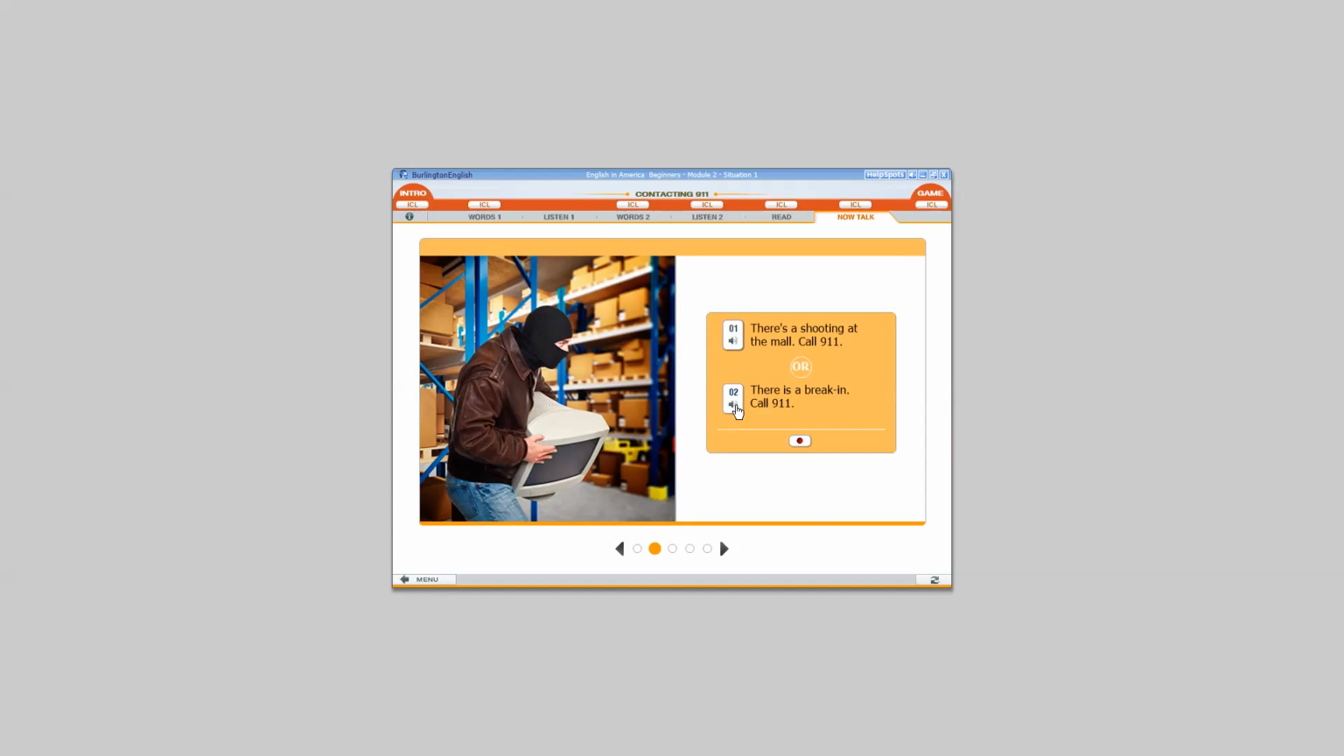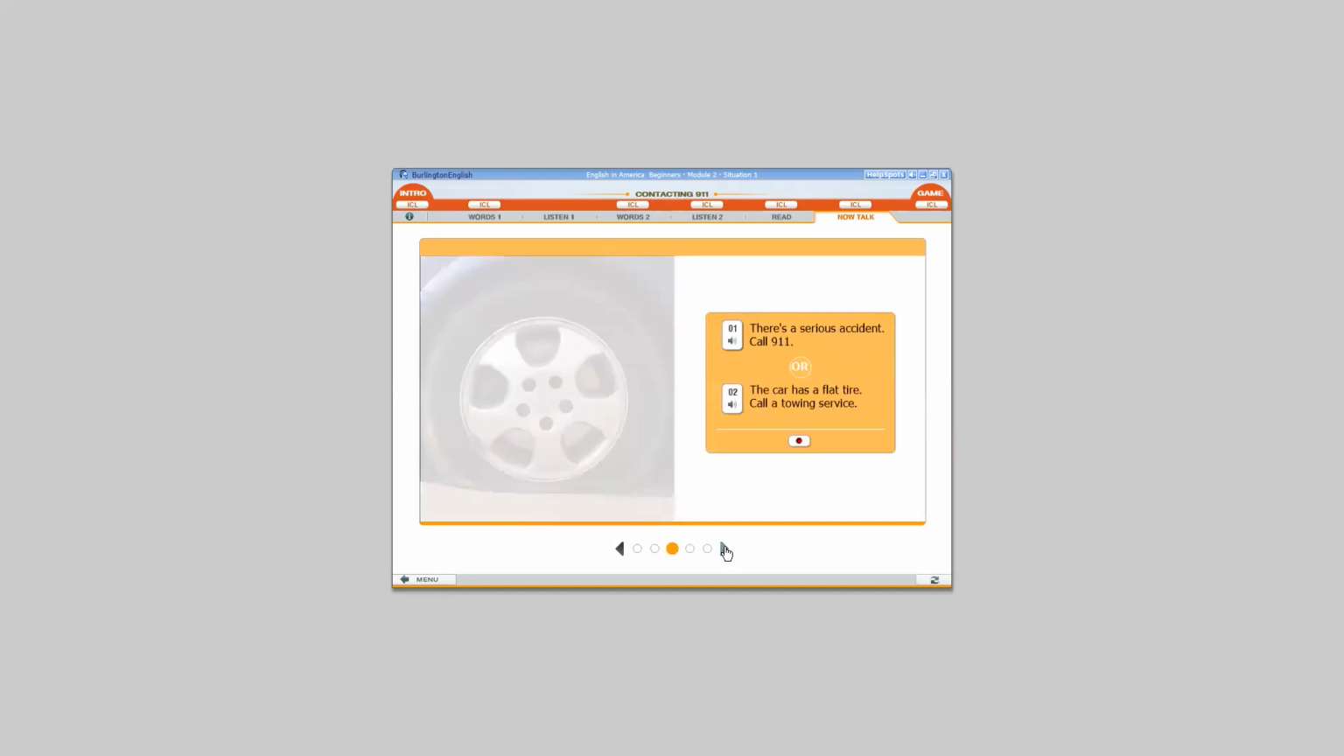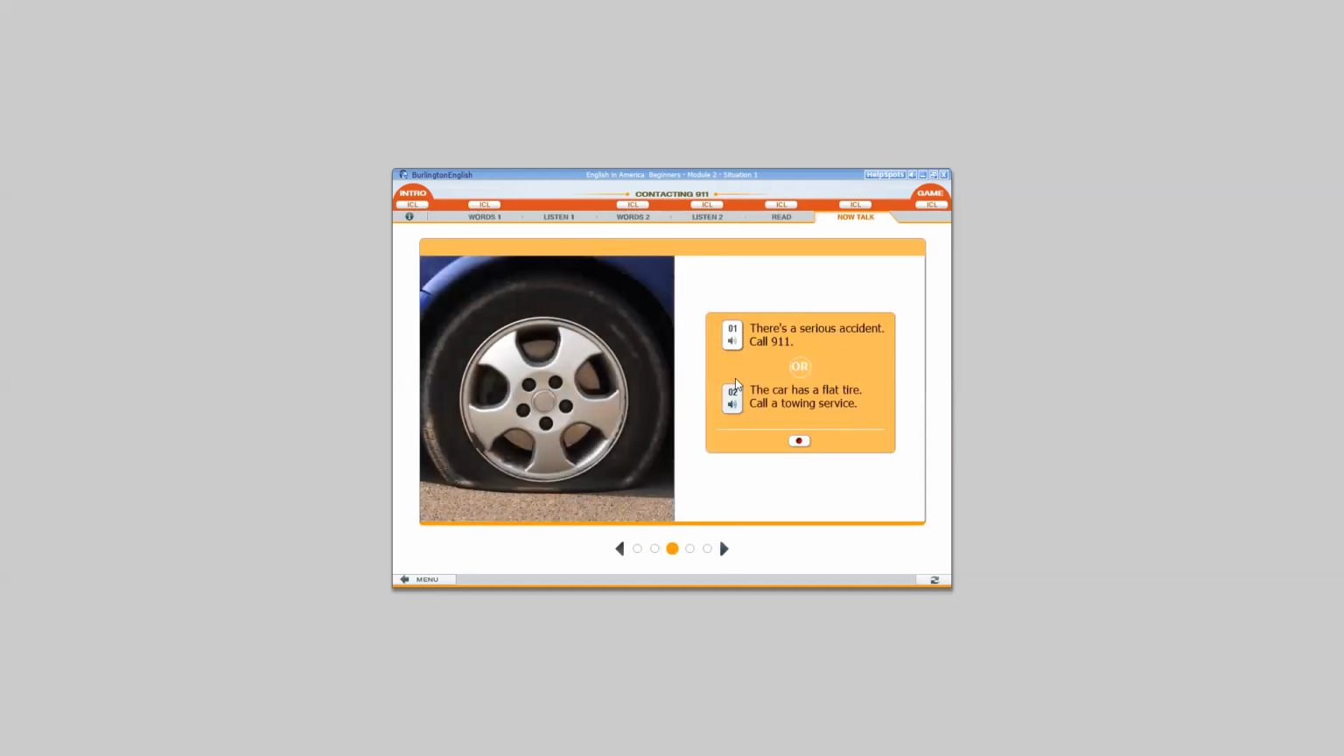Number 2 is correct. There's a break-in. Call 911. Next one. There's a serious accident. Call 911. Or number 2. The car has a flat tire. Call a towing service. Which one is correct? 1 or 2?